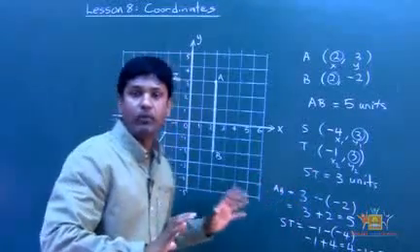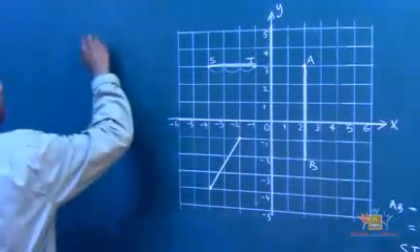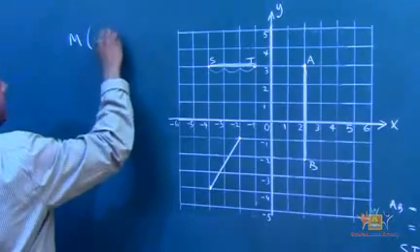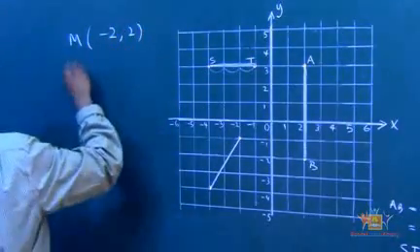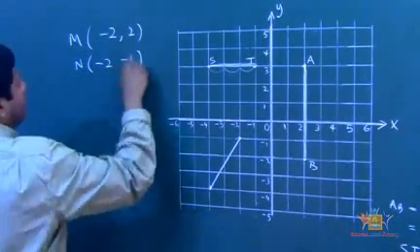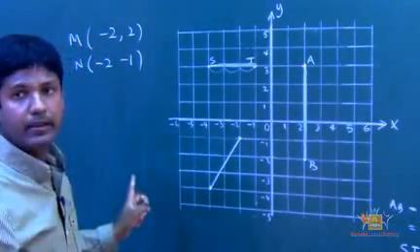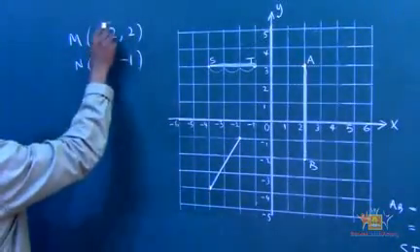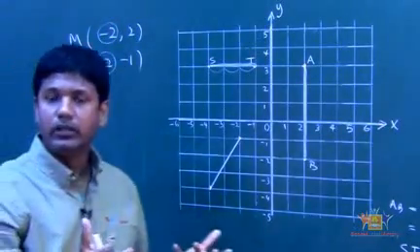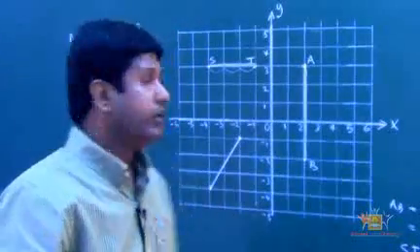Right, let's do a couple more points, the distance of a couple more points. Let's say Mr. Mac gives you, this time, M at negative 2, 2, and N at negative 2, negative 1. And I want to find the distance from M to N. Now look, x is identical. What does it tell you? It's going to be a vertical line.